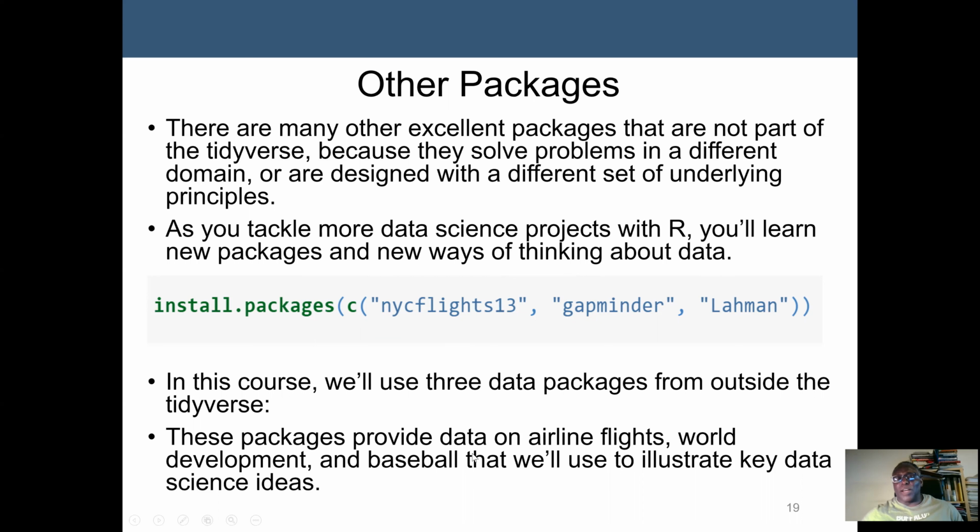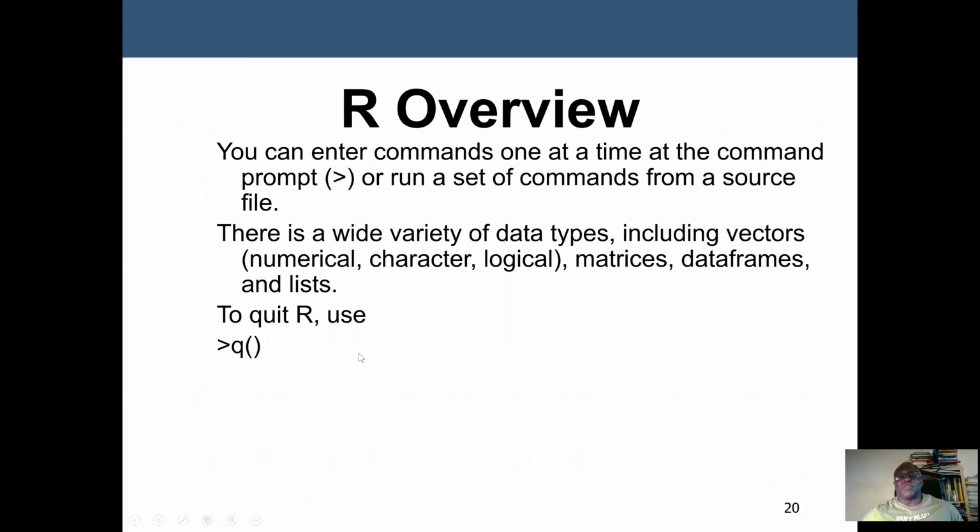These packages provide data. The first one is nycflights13, airline flights data for New York City. Then gapminder, the world development data. And also we have Lahman, the baseball data that we use to illustrate key data science ideas. Again, make sure you install these packages. Later on, we are going to use them for lab work and also homework assignments.